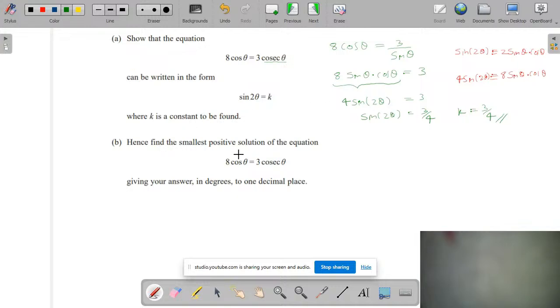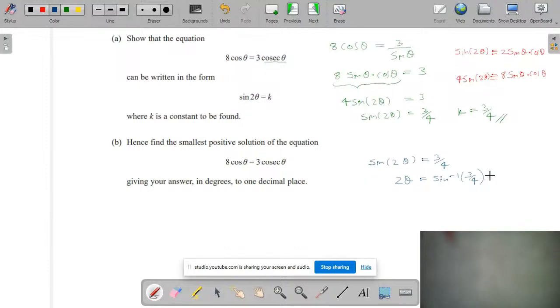Hence find the smallest positive solution of this equation. They are asking you to find the smallest positive solution of this equation. We know that this is the same as sin 2 theta equals 3 by 4. So just solving that continuously, I start with the result that we got: sin 2 theta equals 3 by 4. To find the theta value, sin inverse 3 by 4.